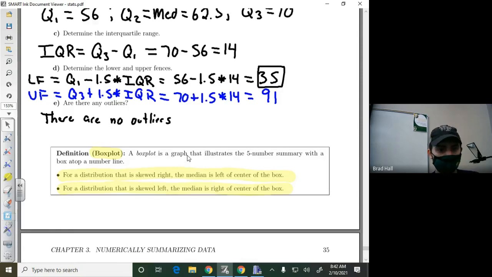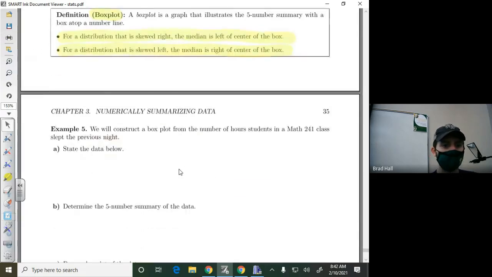And so from here, we're going to construct a box plot from, well, how many hours you all slept last night? So think about it. Give yourself a minute or so. Try to figure out how many hours you slept last night.